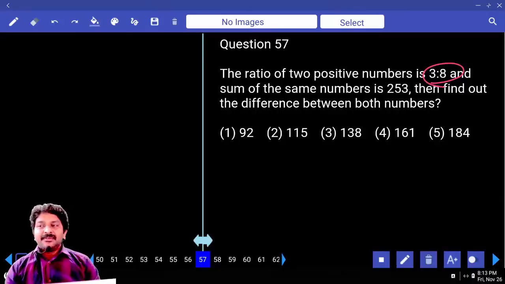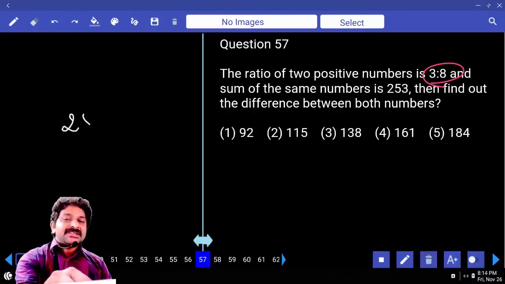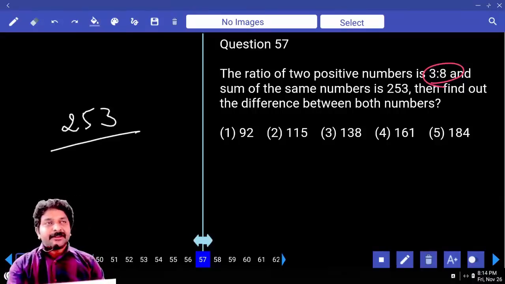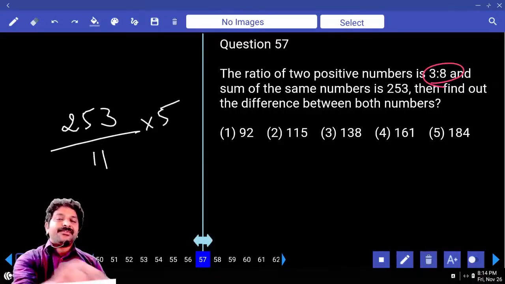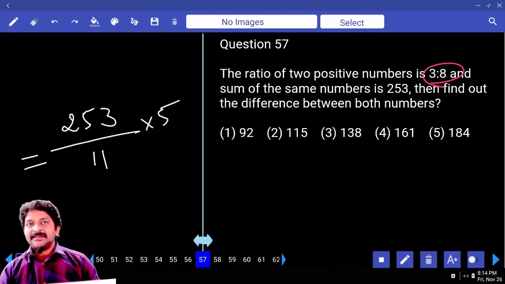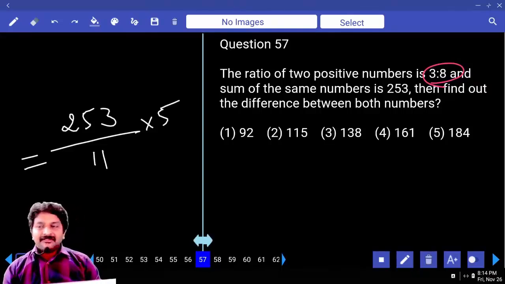Clear? If you want to do it, sum of numbers is 253. In terms of number of parts, sum is equal to 11 and difference is equal to 5. This is what you are supposed to calculate, but which is not required. Difference is 5 parts, should be a multiple of 5.